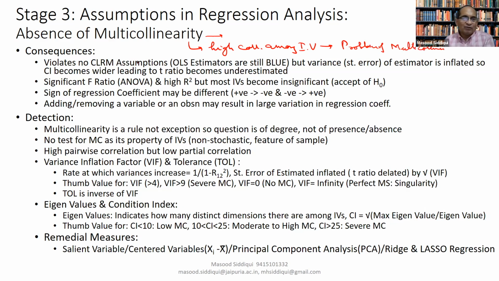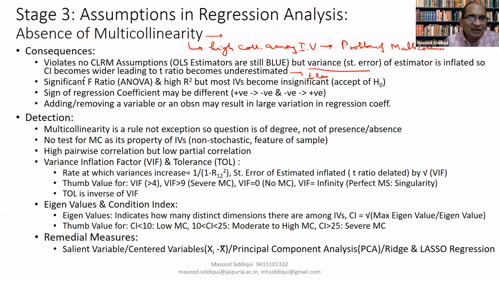Right? So what happens if this problem occurs? It doesn't violate the assumption, but the variance becomes very high. If the variance becomes very high, then the confidence interval also becomes broad. So the value of t becomes low, and a low value of t means our predictors come out to be insignificant.